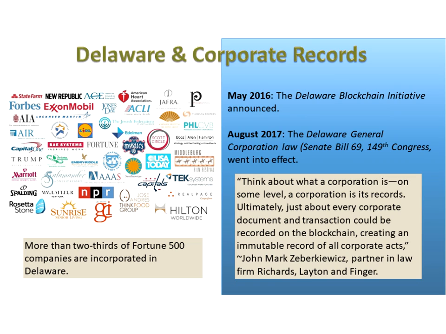Delaware. I don't know if you knew that 2/3 of Fortune 500 companies are incorporated in Delaware. And so they want to be very friendly to those corporations, and in 2016 announced a blockchain initiative. In 2017, the law took effect. And what that means is that corporations can keep their records on the blockchain, including the names of people who are shareholders. And who is quoted there is someone from a law firm.